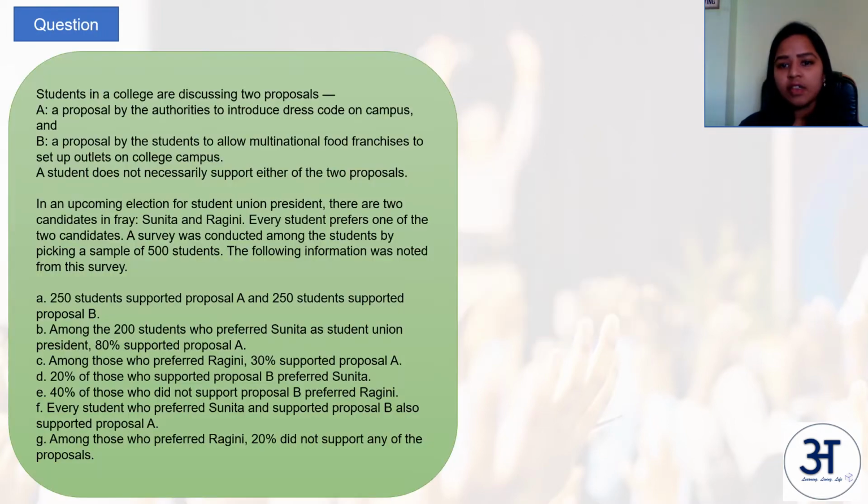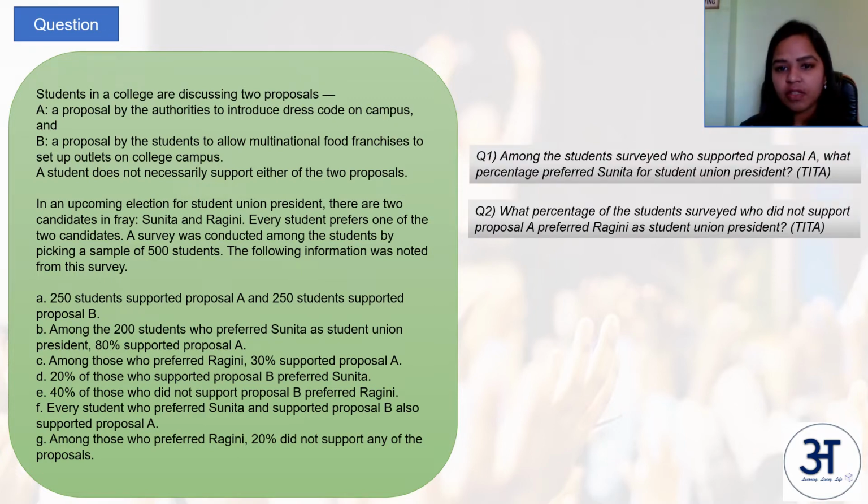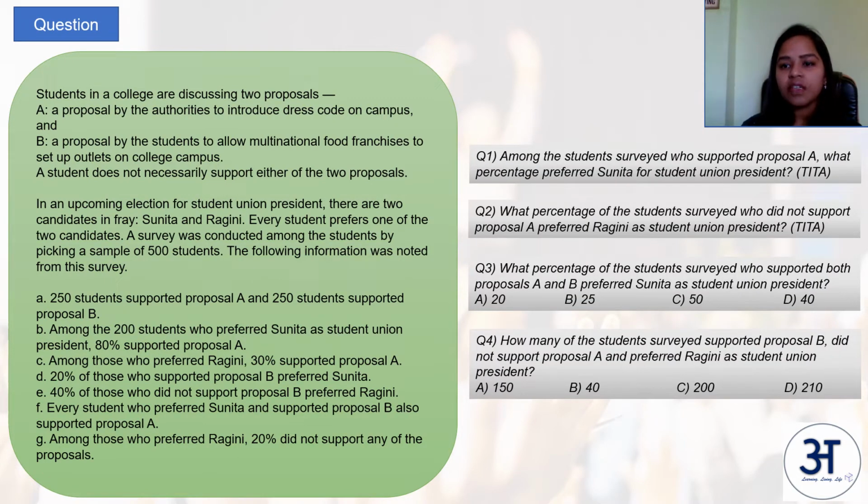Let's begin. Let us quickly look at the different questions that are asked here. If you see, there are two TITA questions and two MCQ, and once giving a glance to the paragraph and the questions, you will understand that this has got to do something with sets and Venn diagrams, because you have to understand how many of the students accept proposal A and also support, say, Ragini or Sunita, etc. Let us now read the complete question and let us try to answer.